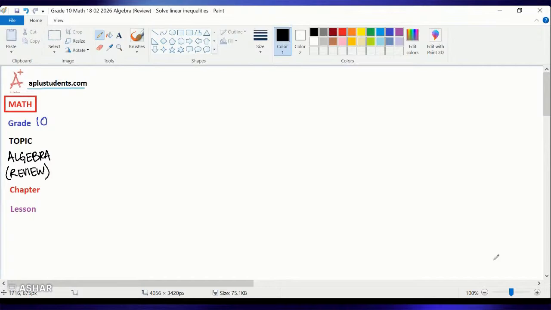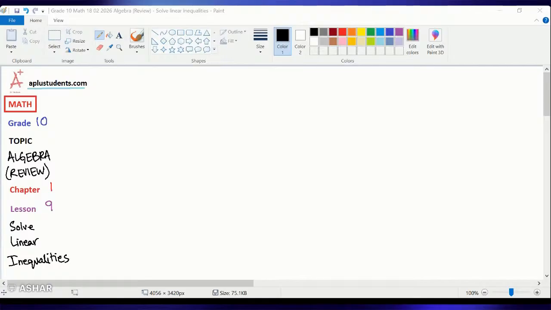Okay, I'll give you the chapter number and the lesson number. The chapter number is 1, lesson number 9, and the name of the lesson is solve linear inequalities. So let's go to the topic. Chapter number 1, lesson number 9.